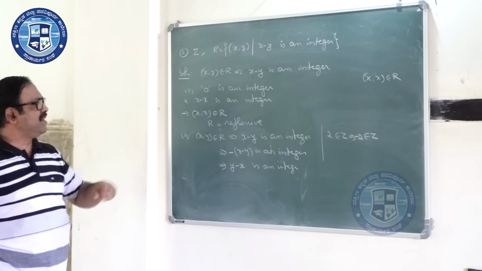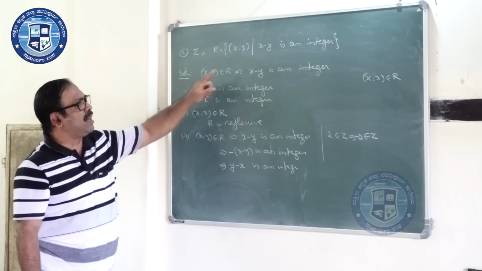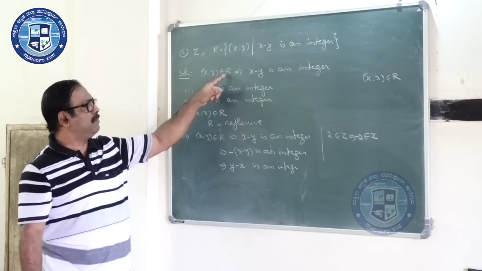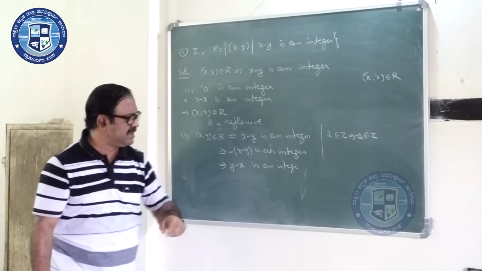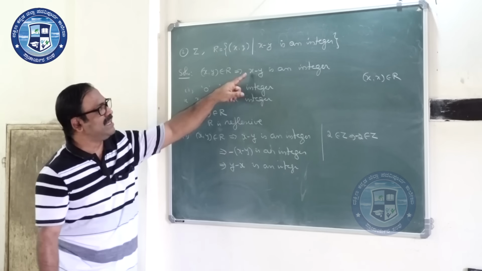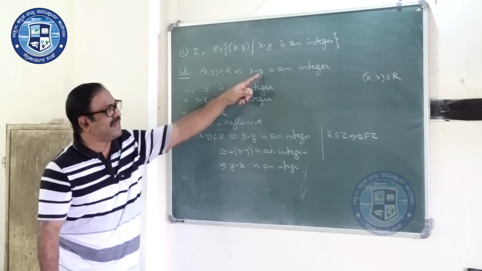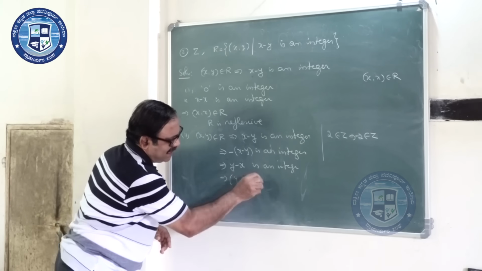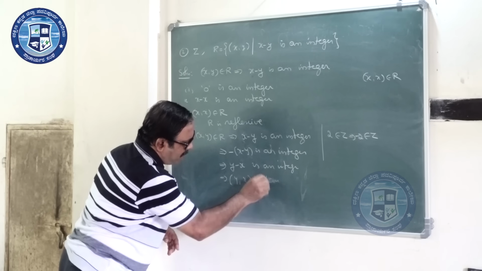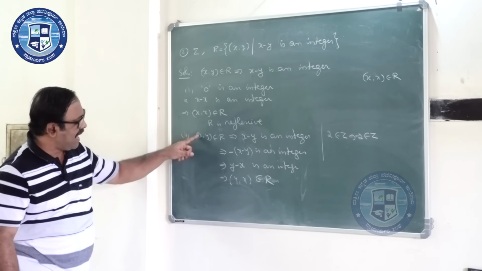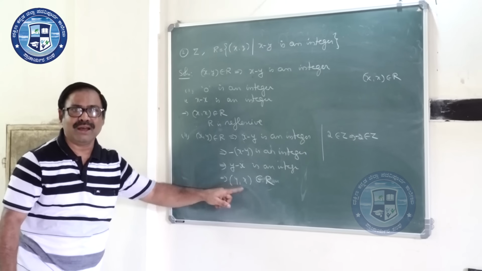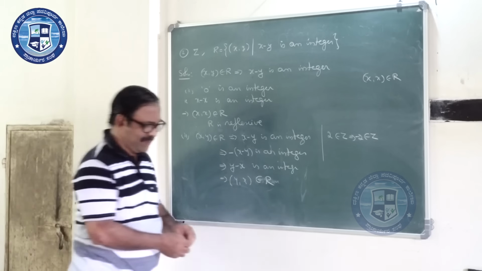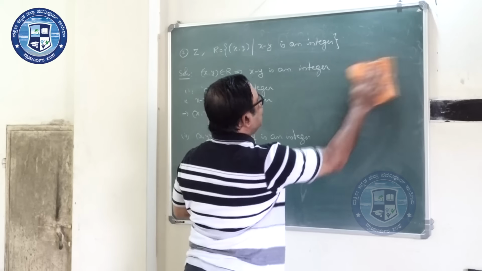Now you go to the definition. x comma y belongs to R means x minus y is an integer. Now you look at this. First element is changed to y, second element is replaced by x. That means y comma x belongs to R. Why? x comma y belongs to R, I got y comma x belongs to R. Therefore R is symmetric. Next, I'll just explain the transitive.